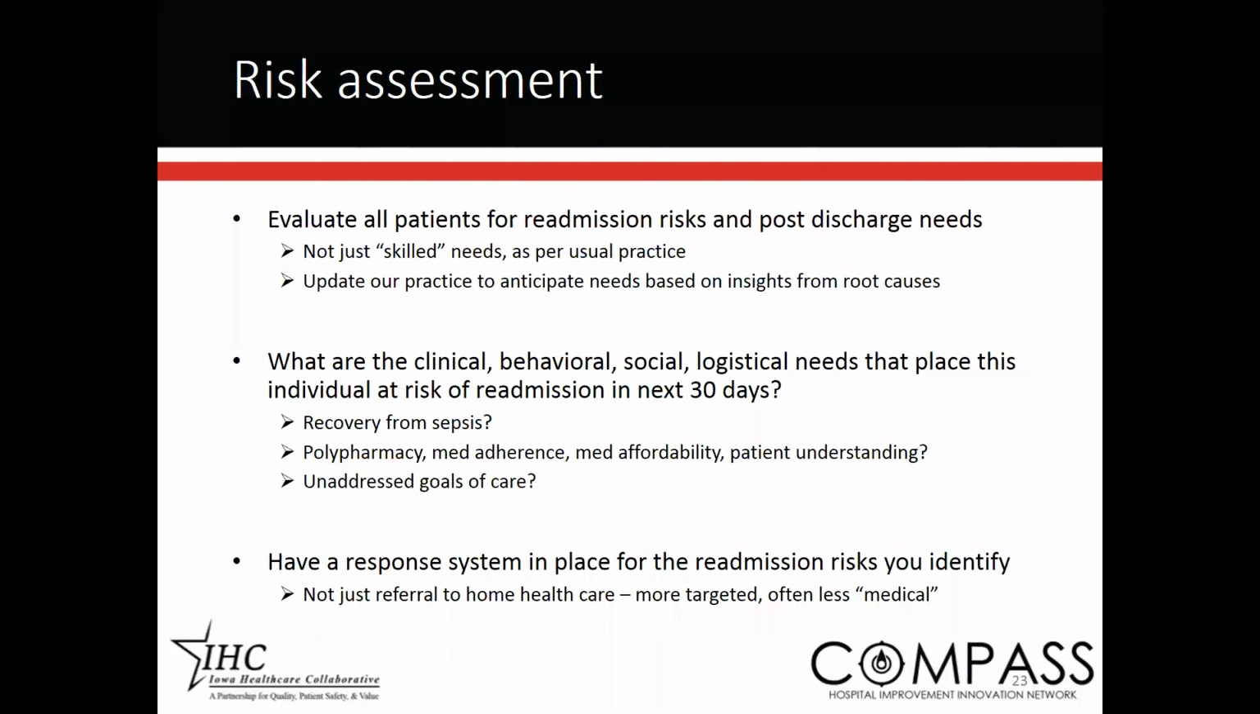And then the idea here is when we identify a readmission risk or a post-discharge need, we want to have a response system in place so that you and your case managers and your hospital floor teams have something to offer or connect the patient to if they are identified as being high risk or having post-discharge needs.